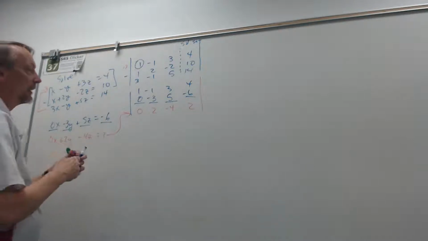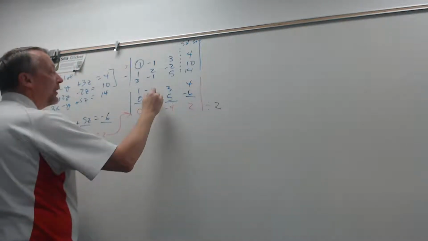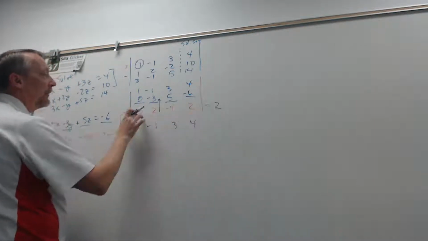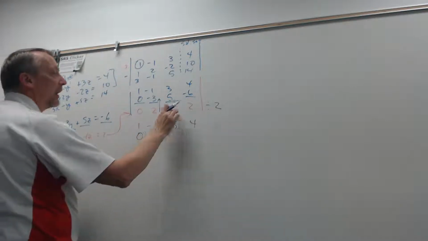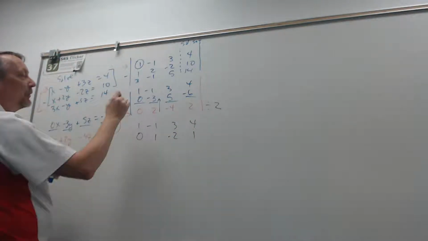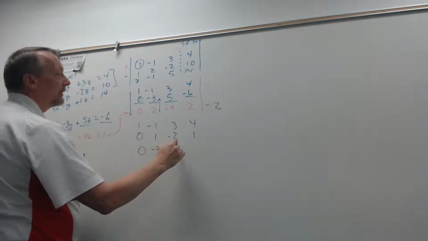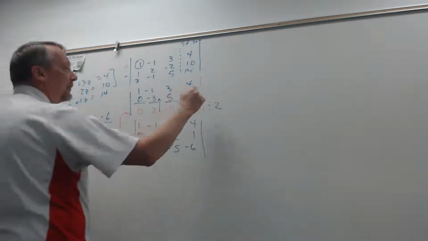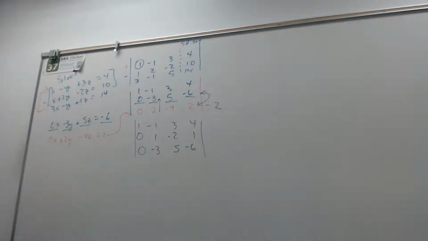So here's what I'm going to do. I'm going to divide this by 2, and I'm going to move the row up. So the top row is going to be the same, 1, -1, 3, 4. I'm going to divide this by 2, and I'm going to put a 0. 2 divided by 2 is 1. -4 divided by 2 is -2. 2 divided by 2 is 1. And then I'm going to rewrite this equation here, 0, -3, 5, -6. Okay? So all I've done is I've swapped these two rows, and I've divided the bottom row by 2. Does that make sense?